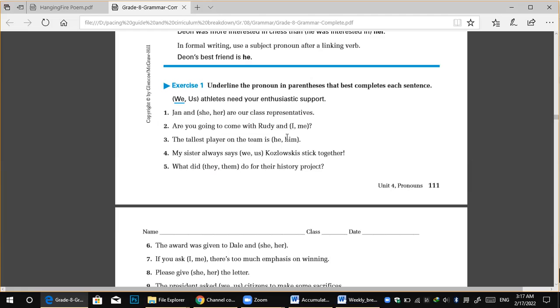Okay, so number four now: the tallest player on the team is he. The tallest player on the team is he, not him. Okay, so here, listen, thank you so much. I think this lesson is a piece of cake.